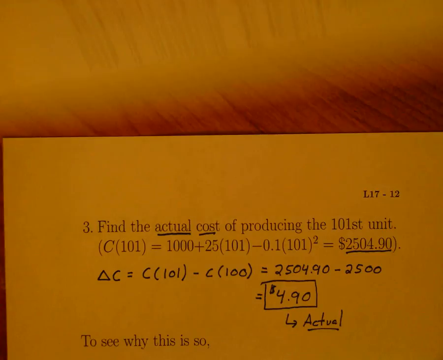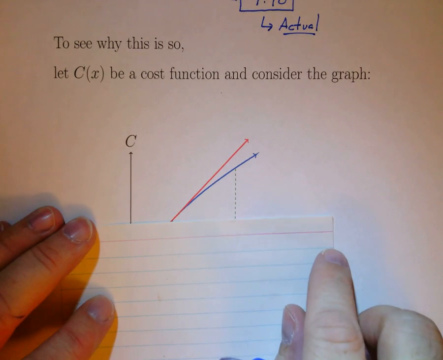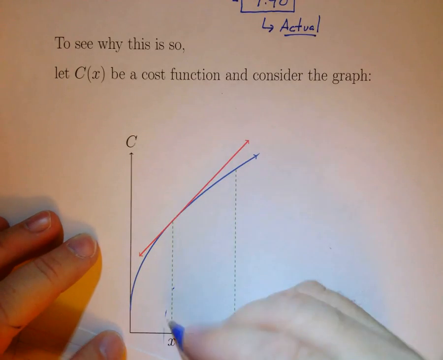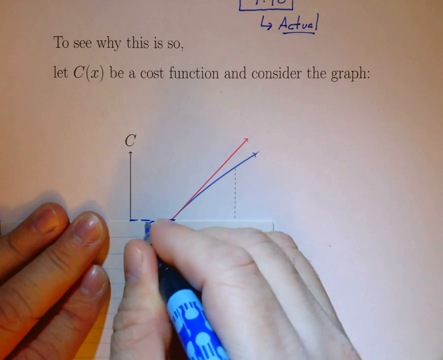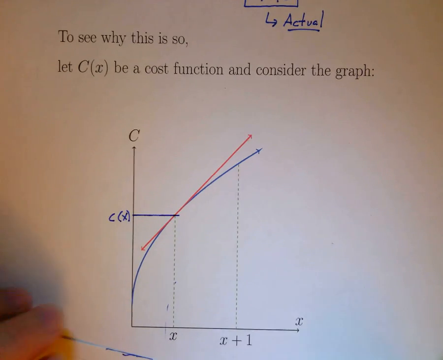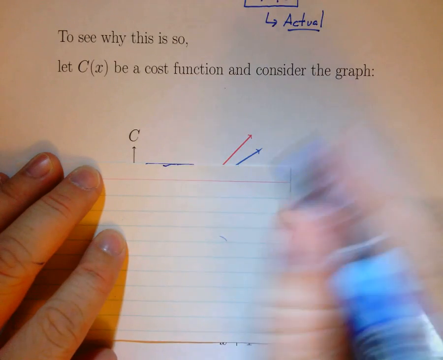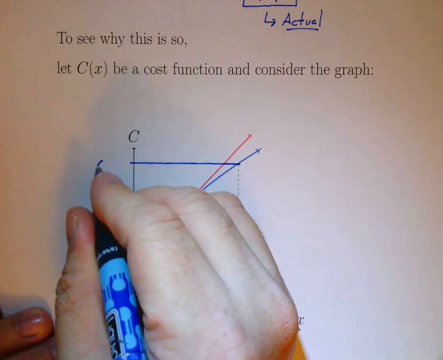Now let's figure out what this means geometrically. Here's what I have for the actual function, and I have it all graphed out for you automatically. At this point here I have x, and this is going to be C of x. That's my C of x amount. And at this point here, this is x plus 1, the next amount. So that's my C of x plus 1.